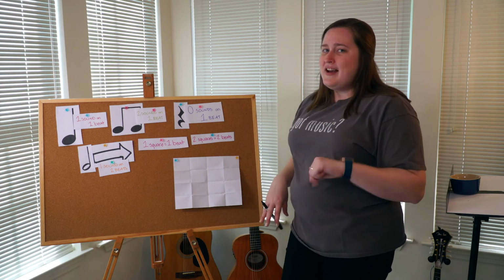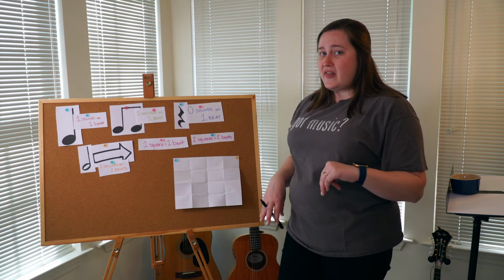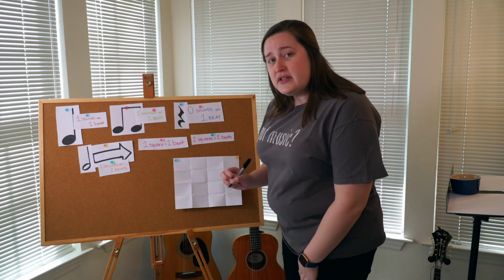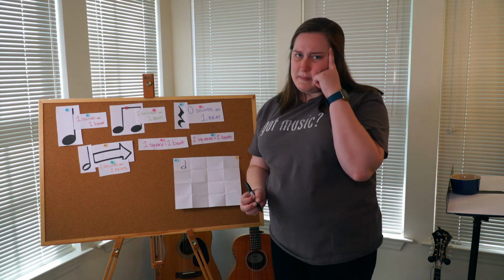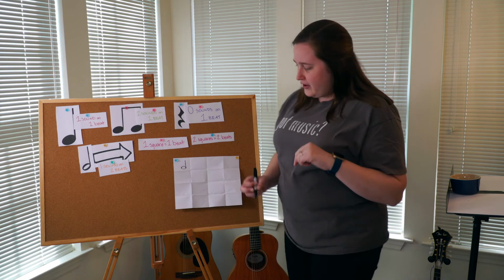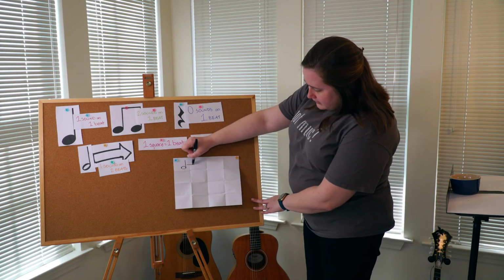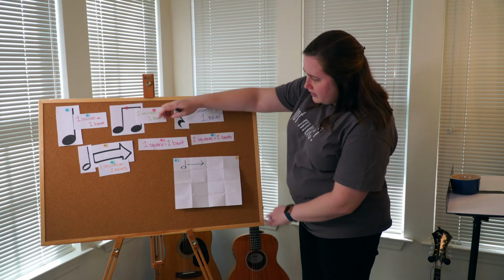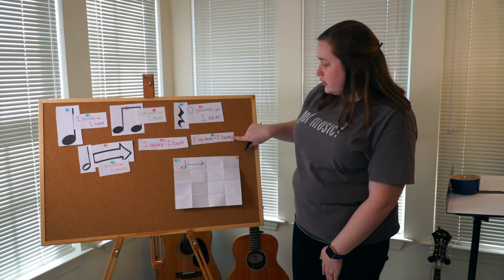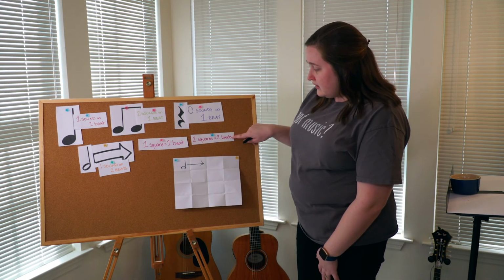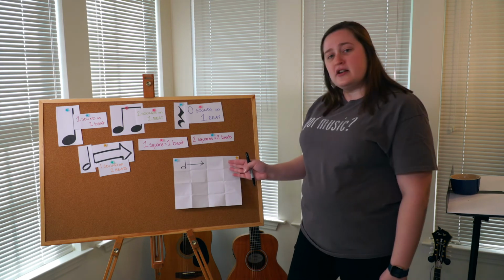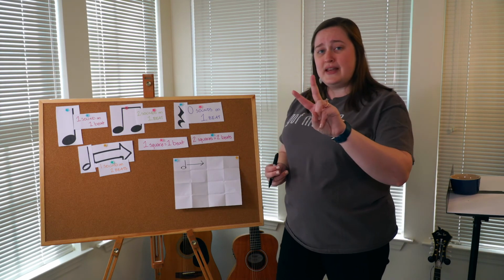I think I'm going to start my composition with a half note. So if I use a half note, I'm going to draw my half note in the first box. And then just to help my brain out, I'm going to draw an arrow into the second box. Because remember, 2 beats, 2 squares. 2 squares, 2 beats. Now, I have 2 squares left, which means I have 2 beats left.